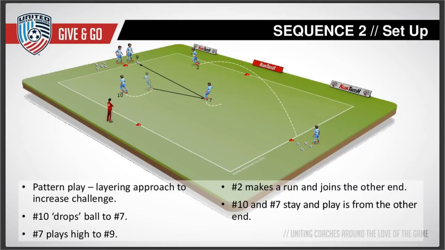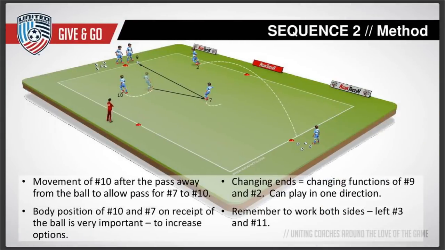One thing to note here is the movement of the number 10 and the movement away from the ball once they've made the pass back to the 7. So if you see here, the white line that moves and curves away takes the number 10 away from the number 7 into a higher position, and also allowing more room for the number 7 to play the ball forward to the number 9. So the number 2 and the number 10 don't get themselves in the way and make that area too crowded for that pass.